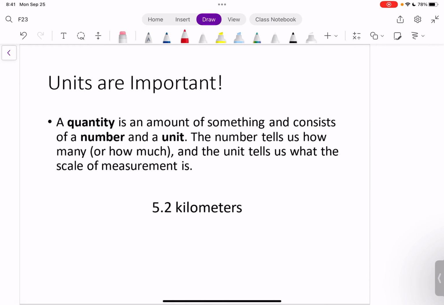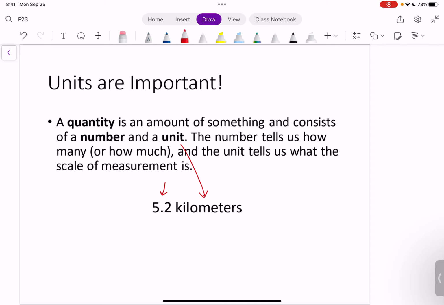But units are really important. Anytime you report a measurement, some measured value, you always want to include a unit. So over here we've got 5.2 kilometers. Kilometers is our unit and 5.2 is our number. So anytime you report these measurements, you need both of those things.